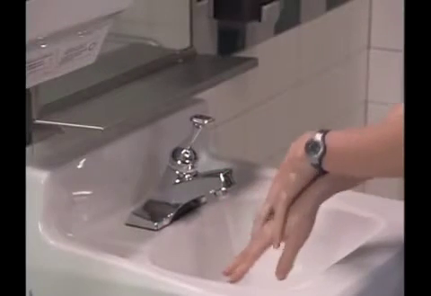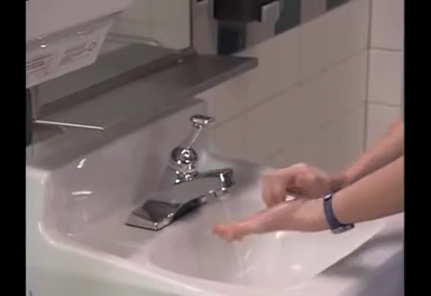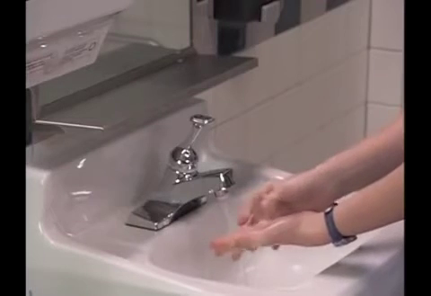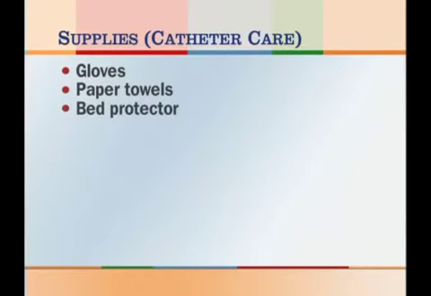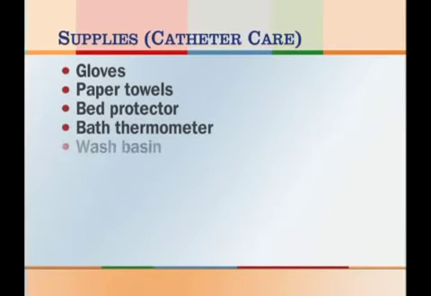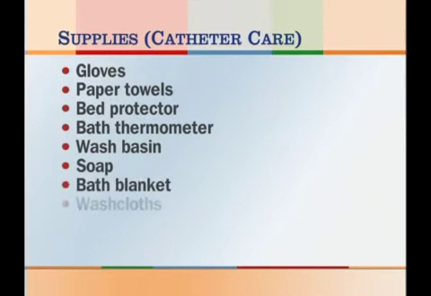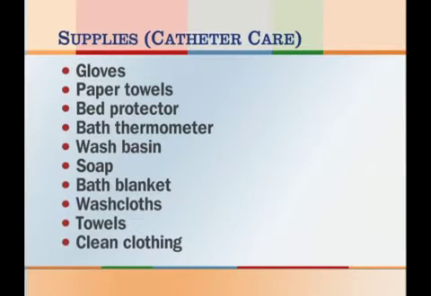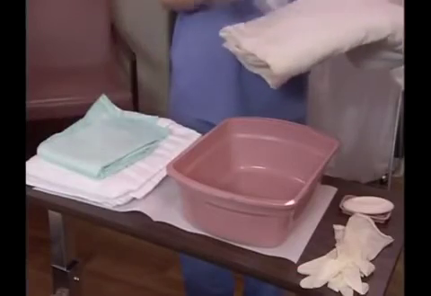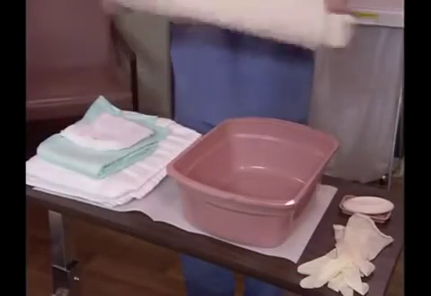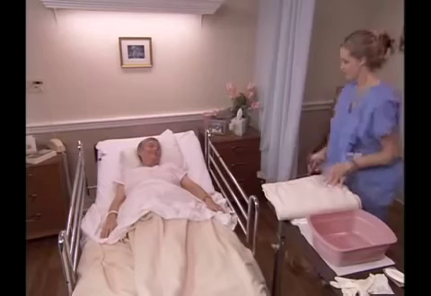To assist a person with catheter care, begin by washing your hands. Then, gather your supplies. These include gloves, paper towels, a bed protector, a bath thermometer, wash basin, soap, a bath blanket, washcloths, towels, and, if necessary, clean clothing. Cover the overbed table with paper towels. Then put your supplies on the paper towels.